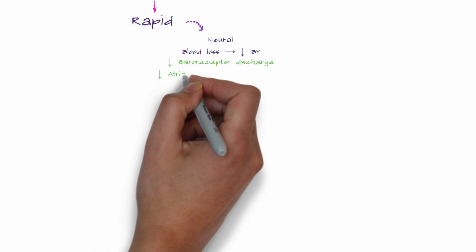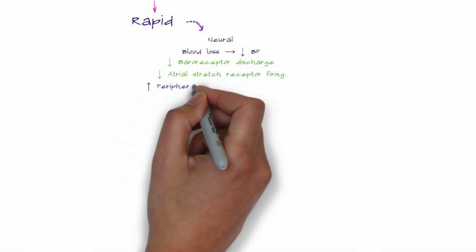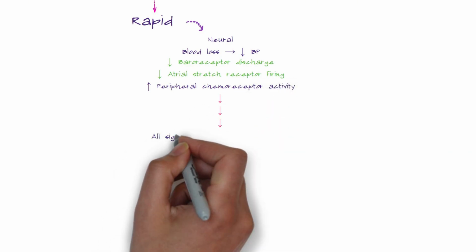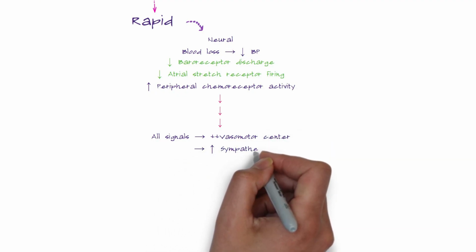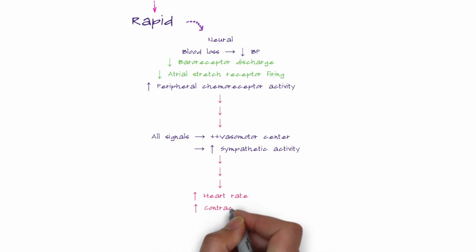If you want to learn more about this, go back to the MemoMap on blood pressure regulation. The result of this is the activation of the vasomotor center with activation of the sympathetic system, and this will result in an increase in the heart rate, the contractility, and vasoconstriction of the arteries and of the veins.